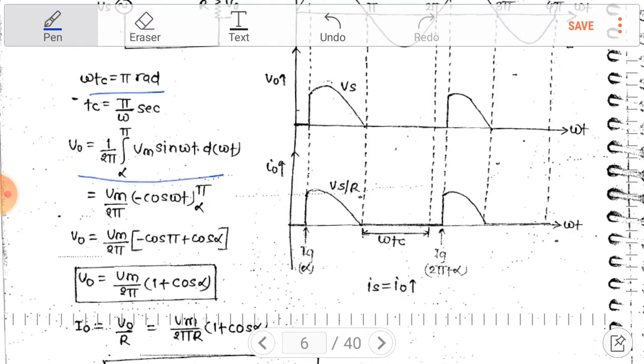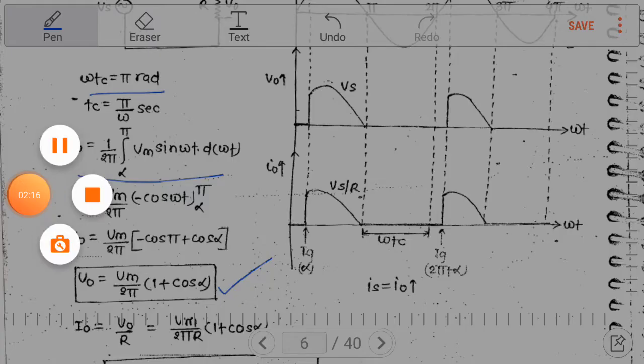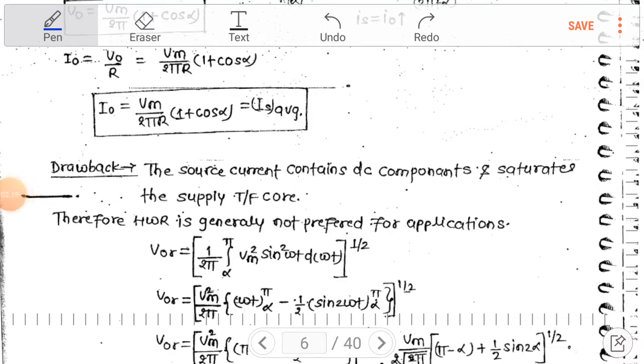So we can find the output average voltage by using the formula: 1 by time period, integrated over the period where the thyristor is on. So V output equals 1 by 2 pi, integrate alpha to pi, and V output equals Vs when the thyristor is on. So V output equals Vm sin omega t, and integrating this term with respect to omega t, we get the output voltage Vm by 2 pi times (1 plus cos alpha). Output current equals output voltage divided by resistance. So this is the output current waveform, and the average value of output current will be equal to the average value of source current.